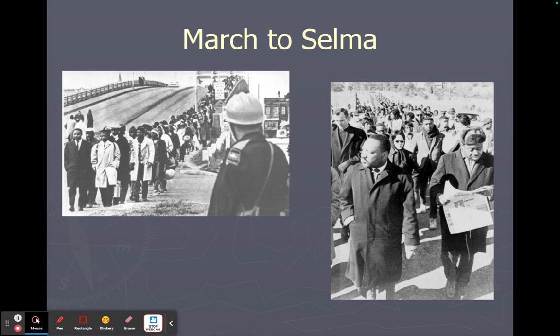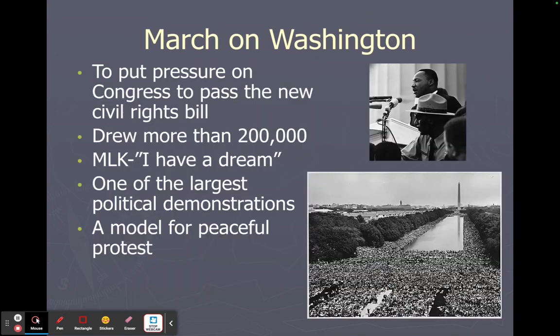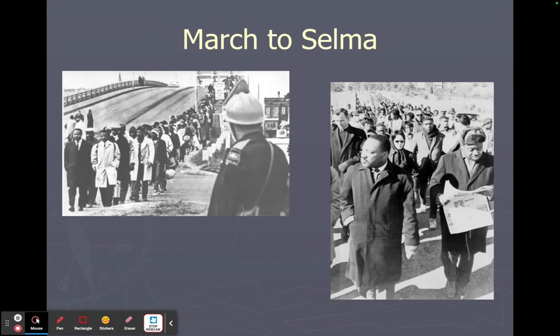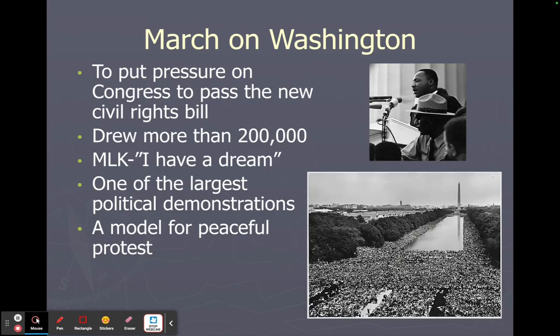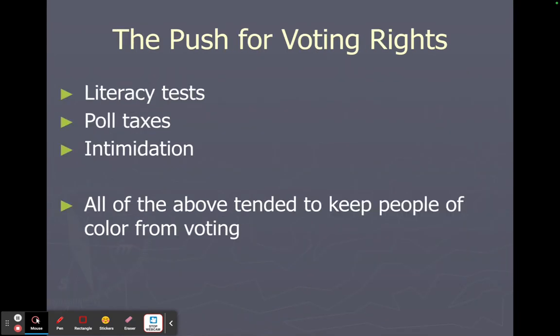This event culminates with a march from Birmingham, Alabama to Selma, Alabama. And as they marched, they were attacked. Again, live on national television in everyone's living rooms. And the attention is really what will help put forward the civil rights cause. August 28th, 1963 is the famous I Have a Dream speech. More than 200,000 people show up. It's one of the largest political demonstrations that we've had, and it became a model for what peaceful protests looked like. The whole purpose of this was to put pressure on Congress to pass the bill.